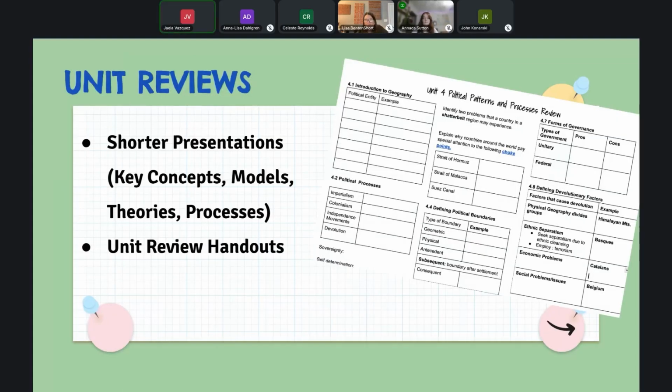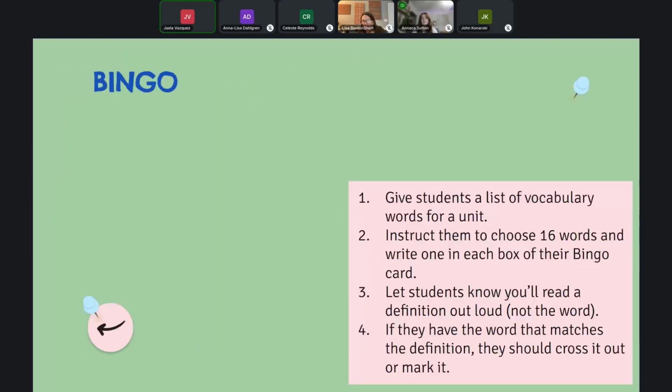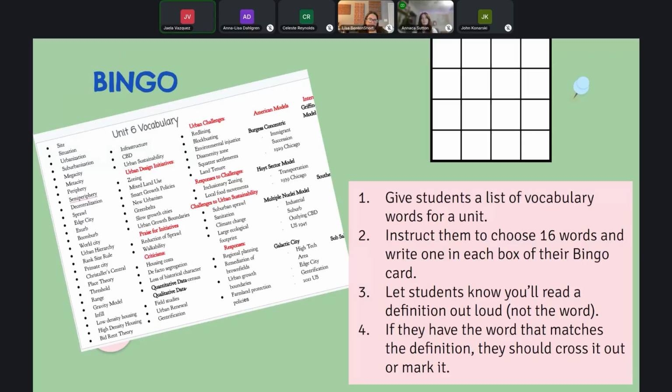So this is an example of my unit review. As I teach Unit 4, Political Geography, I like to put handouts. I make a handout with my review, like my lecture. And again, I pick up the most important things. For example, point 1 is political entities. It's something they need to know. So just like major concepts, I put in a worksheet. There are types of government, unitary, federal, pros and cons. So I do that unit by unit. And I give them the handout while I go over the presentation.